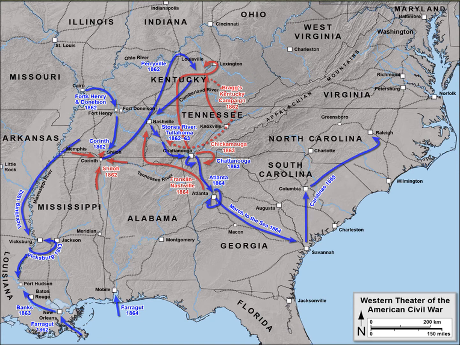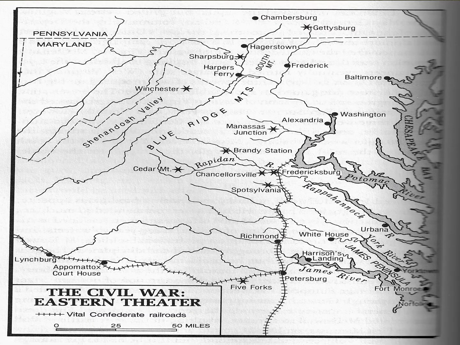This is the Western Theater, as you can see, but there is another theater. Let's move on. Here we see the Eastern Theater, largely Virginia, Pennsylvania, Maryland, that kind of thing. So the heart of the Confederacy is here in the Eastern Theater.